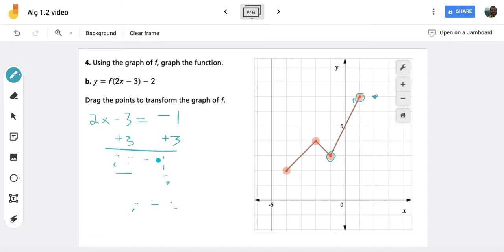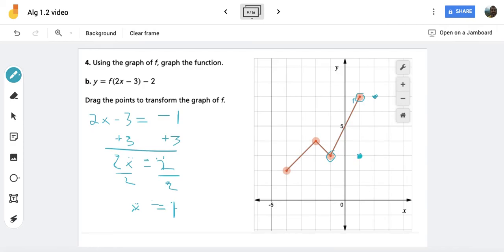And I get 2 for that. And this is 2x. Divide both sides by 2. And I'm getting x equals 1. So for my g function, at 1, it's going to have a value of 3. So now I have 2 points.